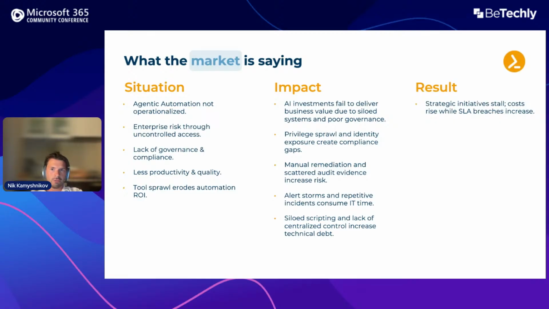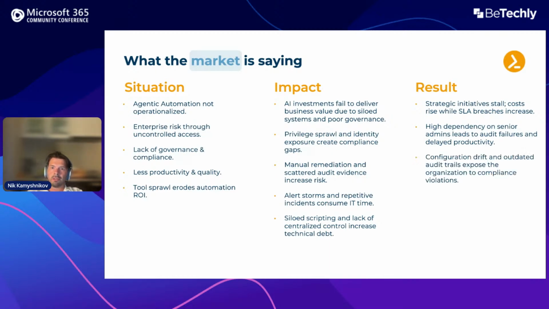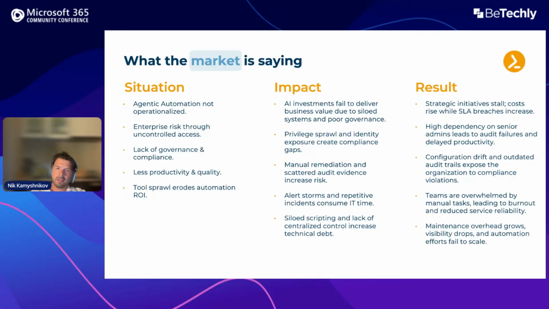As a result of all of this, strategic initiatives stall, costs rise while SLA breaches increase. You depend on senior admins and tribal knowledge. All of this leads to audit failures and delayed productivity. Configuration drift and outdated audit trails expose the organization to compliance violations, and teams are overwhelmed by manual tasks, leading to burnout and reduced service reliability. And the last one: maintenance overhead grows, visibility drops, and automation efforts fail to scale.